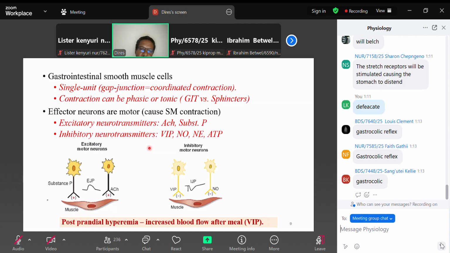Okay, let me revise for you. As I've said, muscles are 3 types: skeletal, smooth, cardiac. The smooth muscle and cardiac muscle are involuntary. We can't control them. Which one do we control? We control skeletal muscles. Skeletal muscles are muscles tied to the bones. So these ones we can control, their contraction and relaxation.